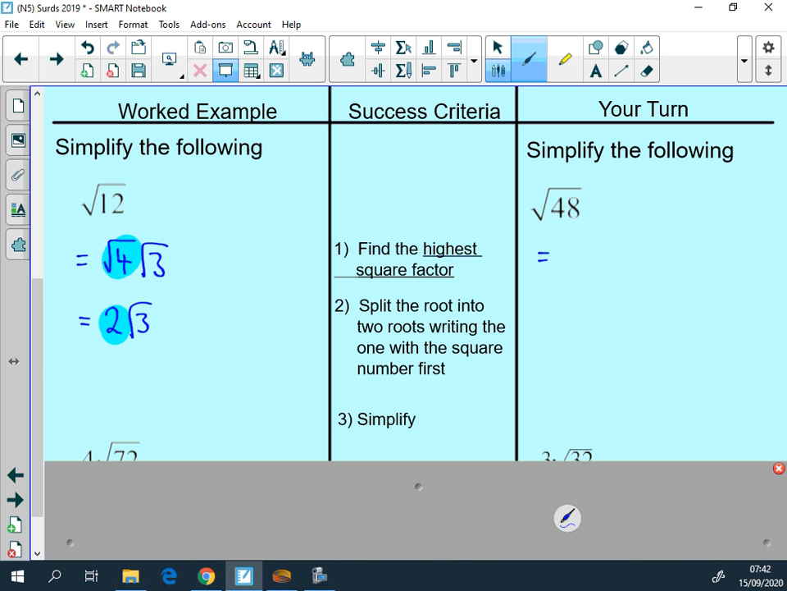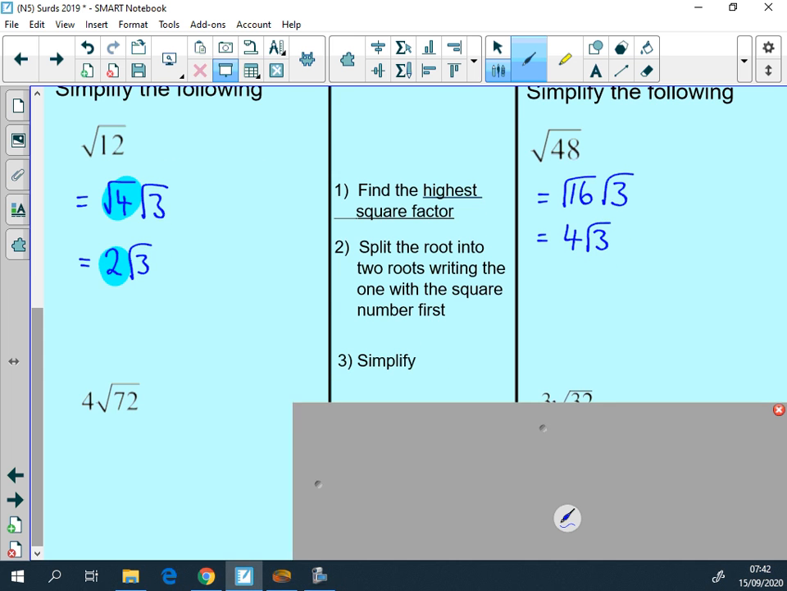So square root of 48, the biggest square number that divides 48 is 16, and 16 times 3 will get you 48, so it's root 16, root 3. The square root of 16 is 4, and root 3 can't be simplified because there's not a square number other than 1 that I can divide 3 by. So 4 root 3 is my final answer, and it's fully simplified. Right, let's try another one.